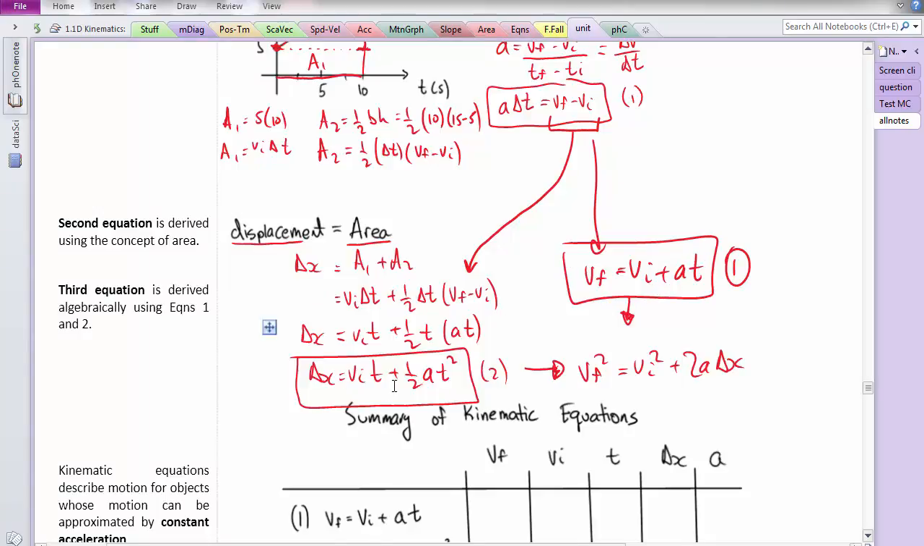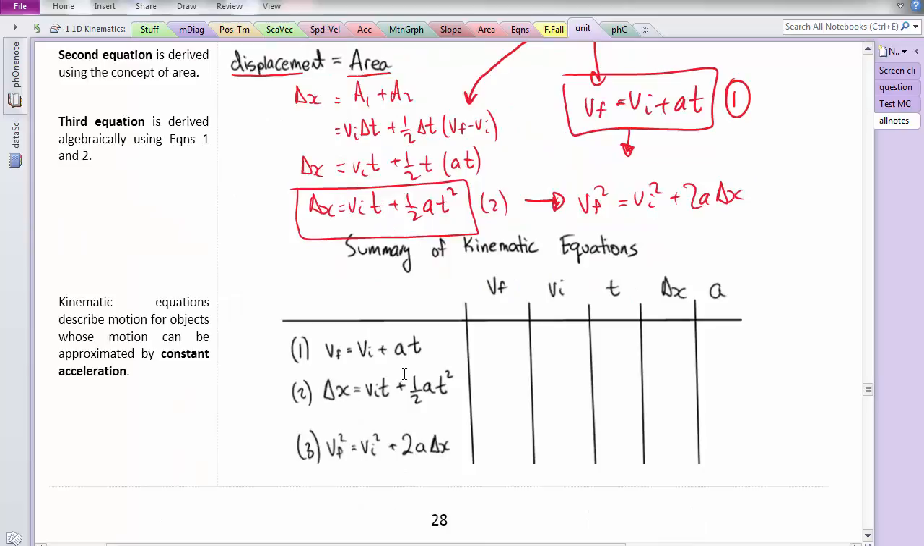So the whole idea is we have 3 equations that model motion with constant acceleration. You cannot use these equations unless the motion is undergoing constant acceleration. And we have 3 equations, and each of these have some quantities that will be in the problem and some of them don't.